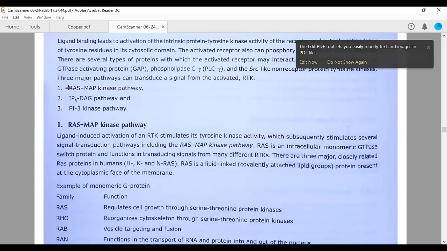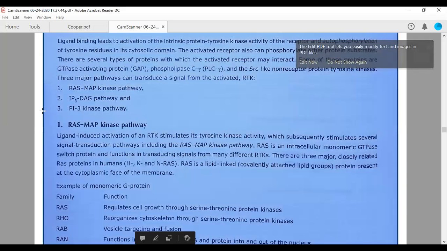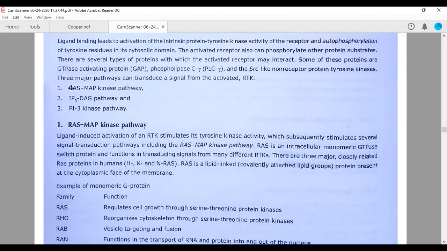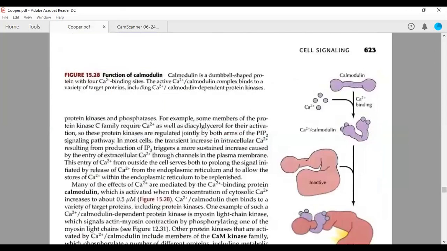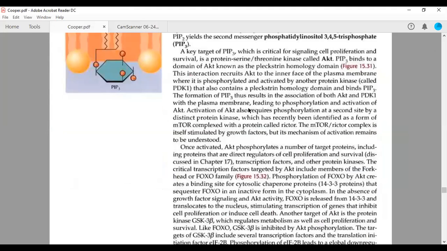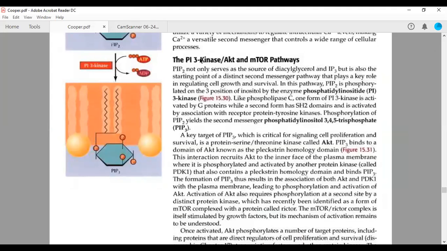Actually, I wanted to discuss the RAS-MAP kinase pathway first, but in Cooper, the PI3 kinase pathway is given earlier, and then we will come to the RAS-MAP kinase pathway. This PI3 kinase pathway is also common in the mTOR pathway, so it is given here. This is called the PI3 kinase AKT pathway and mTOR pathway. These are completely different pathways, but this is a single pathway.